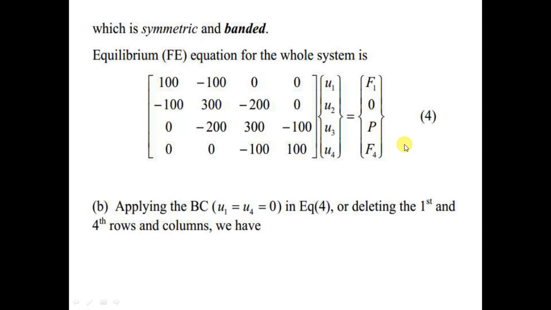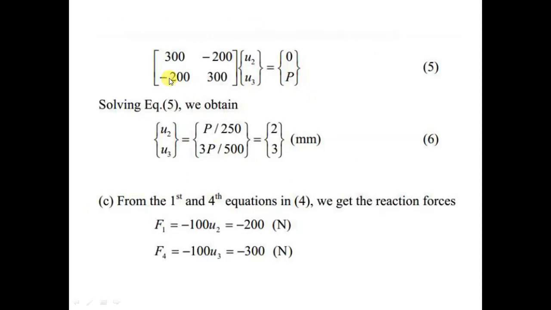The remaining will be your matrix: 300, minus 200, minus 200, and 300, multiplied by U2, U3, equal to 0 and P. We deleted the first row and first column, and the fourth row and fourth column, so the remaining is this one. Now we have to solve this. After solving, you will get U2, U3 equal to P divided by 250 and 3P divided by 500.